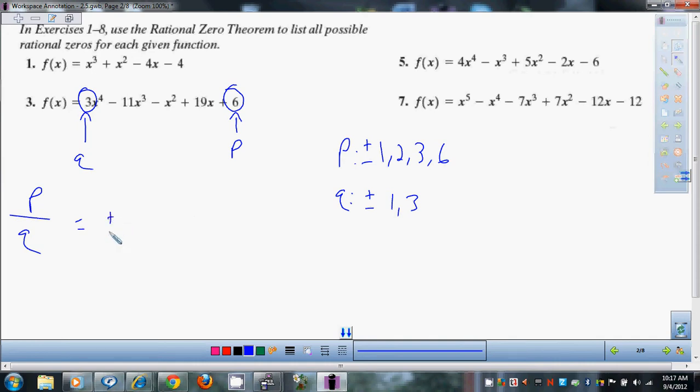So all you have to do is take all your P values and divide them by all your Q values. So, plus or minus, 1 over 1, 2 over 1, 3 over 1, 6 over 1. Now we go to the next one. 1 over 3, 2 over 3, 3 over 3, which is just 1, and 6 over 3, which is just 2. So I'm not going to bother writing them. So that says, if there are going to be zeros of this function that are easier than the others to find, they're going to be in this list. And that's all you have to do for these problems is list those. If you have a rational zero, it'll be one of these.